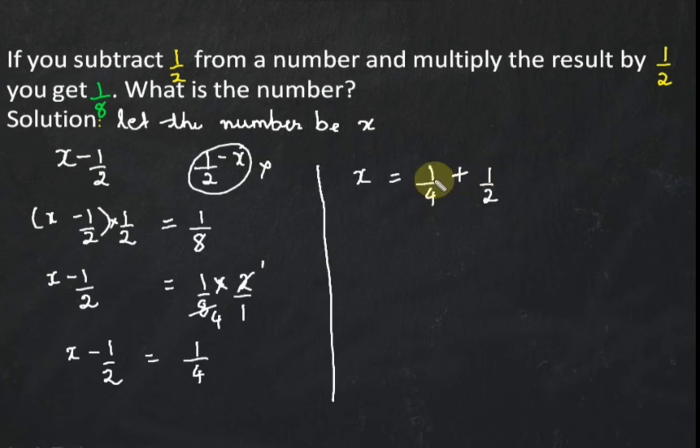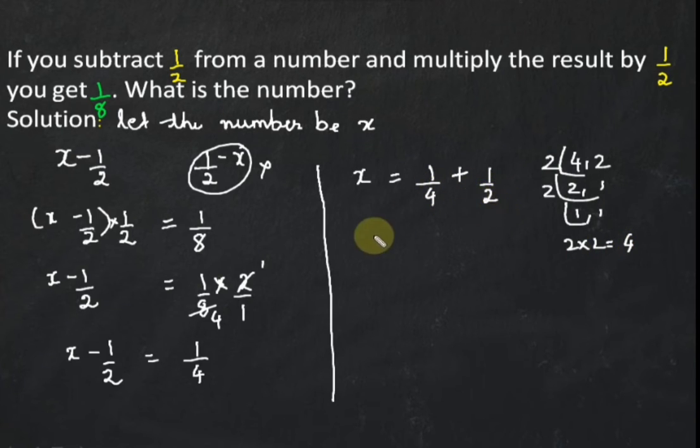Next step is to equate the denominators because they are not the same. So how will you do this? By taking the LCM. So take the LCM of 4 and 2. 2 2s are 4, 2 1s are 2 and 2 1s are 2. So the LCM you got here is 2 into 2, which is 4. So the denominator should be 4.